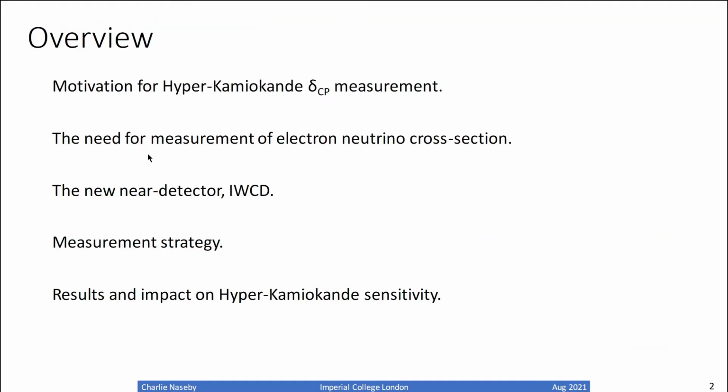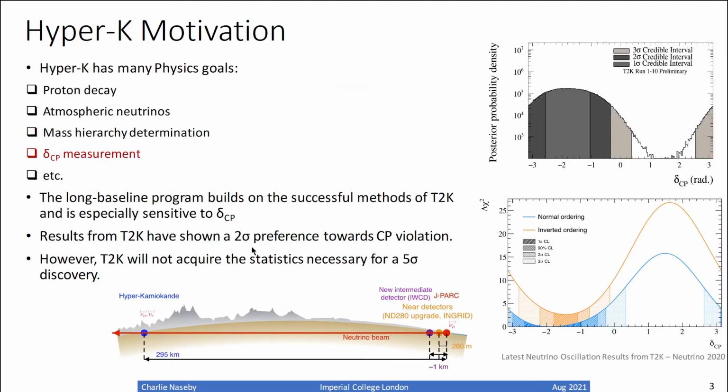So, a brief overview of the topics. We'll cover the motivation for measuring delta CP at Hyper-K, why electron neutrino and antineutrino cross-section knowledge will be critical for this measurement, the new near detector that we intend to measure these electron neutrino cross-sections with, the IWCD, and our strategy for doing so. And then finally, the results of the cross-section study and the impact on the sensitivity of Hyper-K.